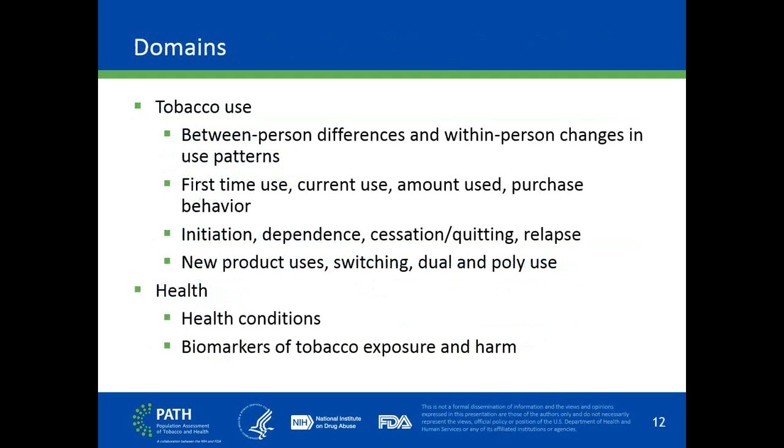There are 4 broad domains of items in the PATH study questionnaires. Tobacco use: a lot of time and space in the instrument is devoted to trying to characterize just what products people are using and their patterns of use. Health: there are a number of questions that assess health conditions. Again, the FDA and the regulatory authority are trying to advance and minimize population harm from tobacco products. So understanding health impacts is very important, and there are both questionnaire items as well as biomarkers of both tobacco exposure and harm that are available in the PATH study.